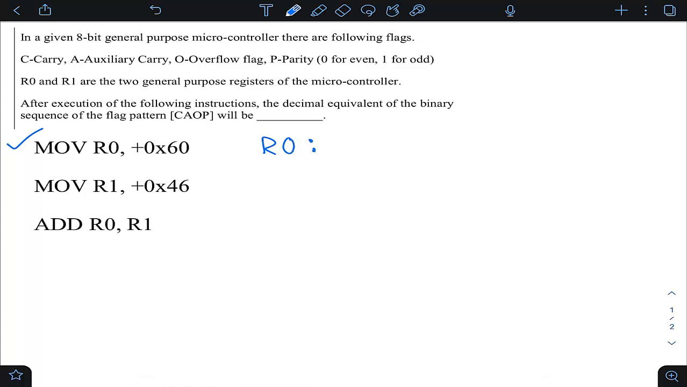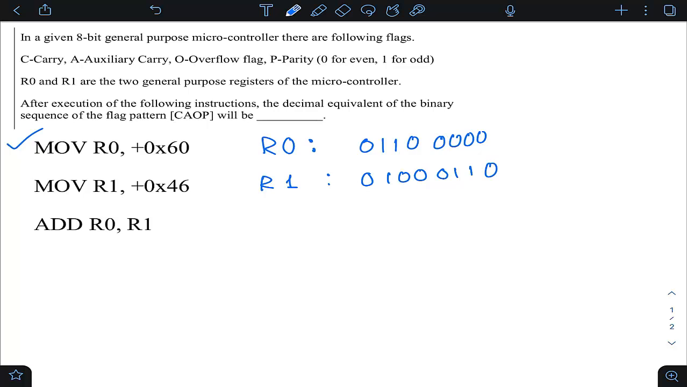So 60, how will it be in binary notation? 6 then 0. By default, hexadecimal notation. Similarly, MOV R1, 0x46. So in this case, R1 will be containing 46. What is this 46 in binary? So 46 in binary will be like this.